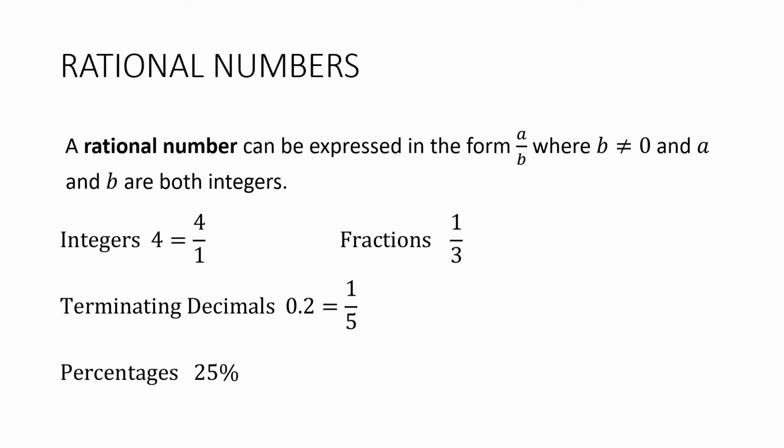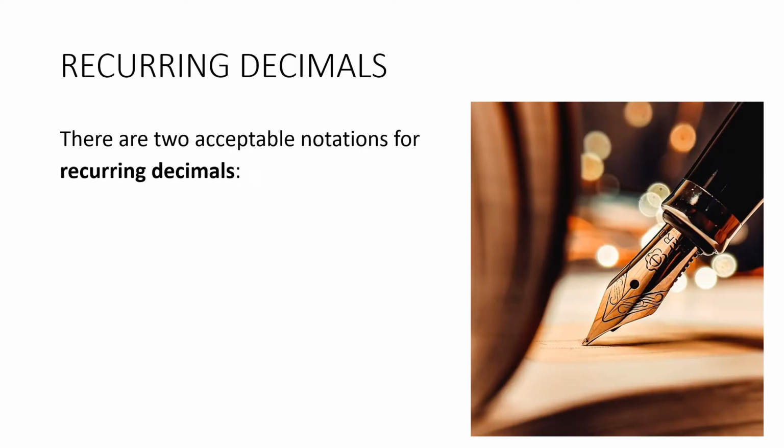Percentages, 25%, that's a quarter. And also recurring decimals. So 0.3 repeater, that's actually equal to 1/3. There are 2 acceptable notations for recurring decimals, and you can use either one. So we can either put a dot over the top of the repeating digit or a line over the top of the repeating digit. And we say 0.3 repeater.